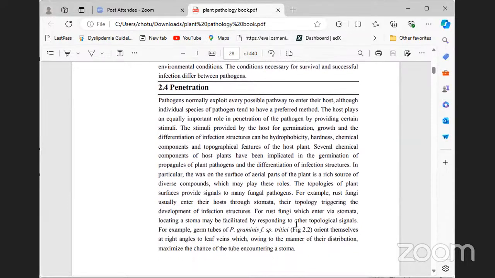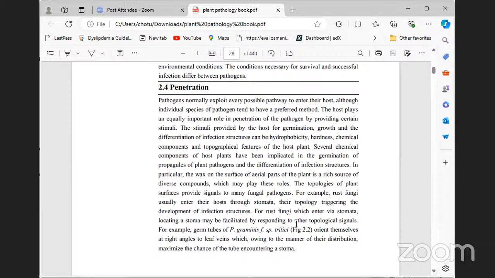In particular, the wax on the surface of aerial parts of the plant is a rich source of diverse compounds which may play these roles. The topography of the plant surface provides signals to many fungal pathogens, for example rust fungi. Rust, smut, and many diseases are caused by fungi. The best one is the rust fungi.